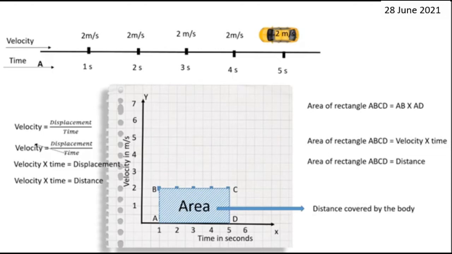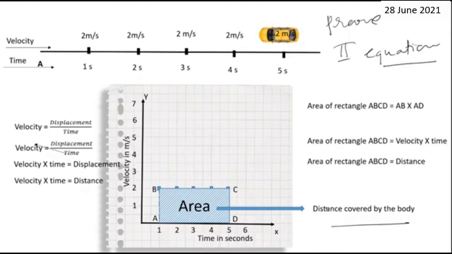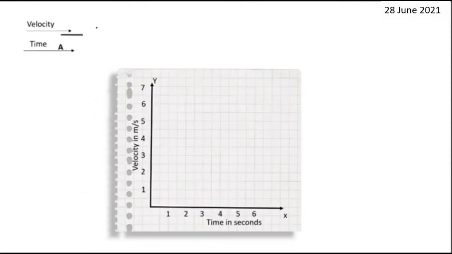by the body, right? Now let's take another simple situation, okay? But please remember, what is the area below the line of the velocity time graph? It's the distance covered, because this is required to prove the second equation of uniformly accelerated motion.